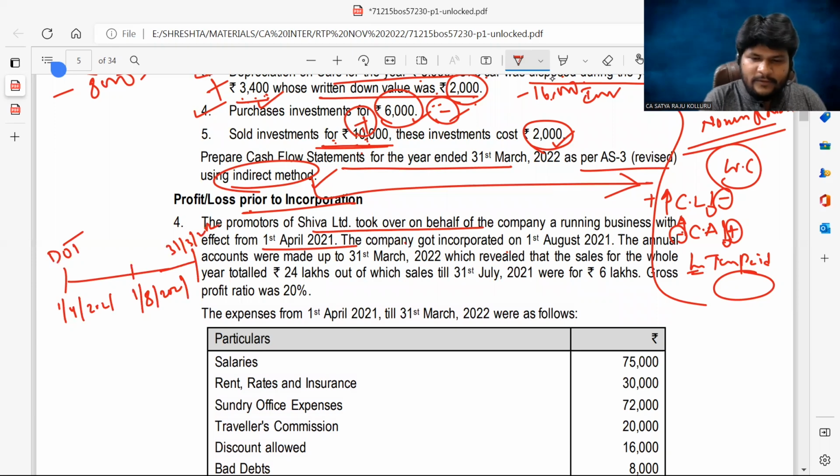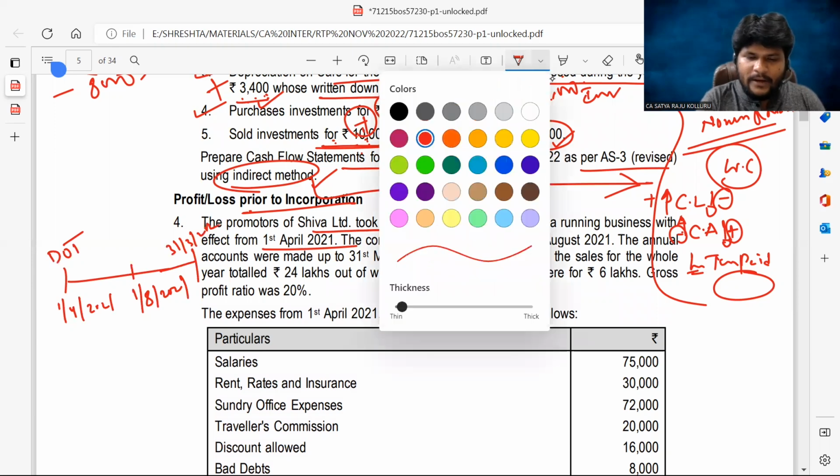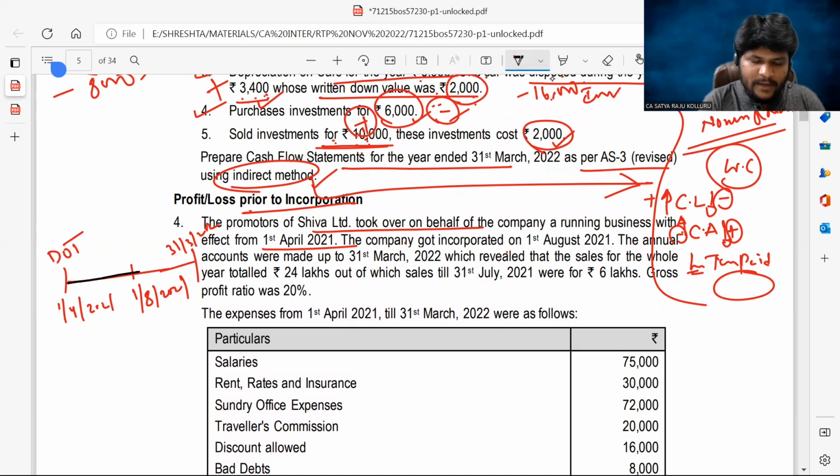Now my question is, what is the pre-incorporation period? This is the pre-incorporation period: exactly April, May, June, July, that is 4 months. And the remaining 8 months will be the post-incorporation period: August, September, October, November, December, January, February, March. Now the time ratio is 1:2. Fine. Next.